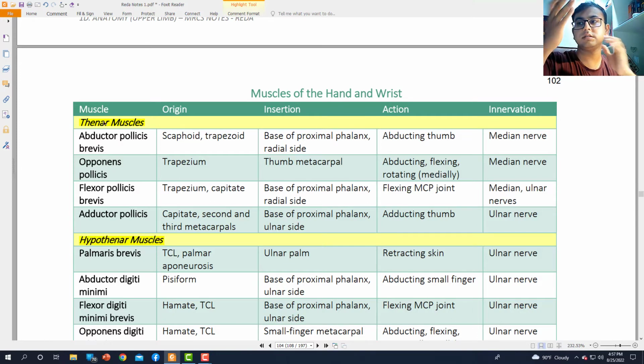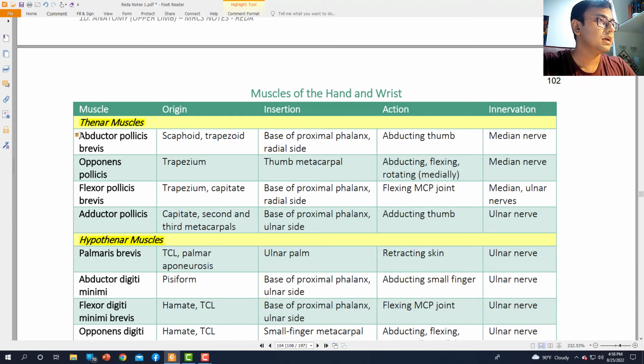Thenar means this is the thenar muscle. The thenar muscle lies under the thumb, that is called thenar. Hypothenar is the muscle on the other side, under the little finger. So this is the hypothenar muscle, and this is the thenar muscle. So what are the muscles and their nerve supplies?